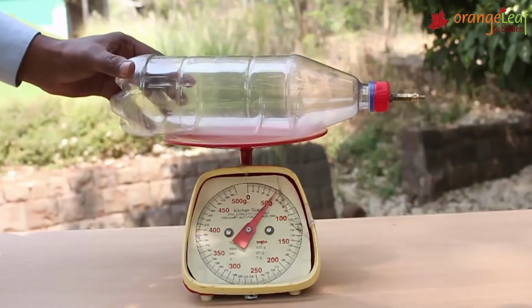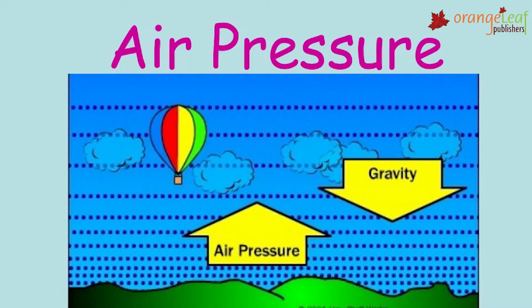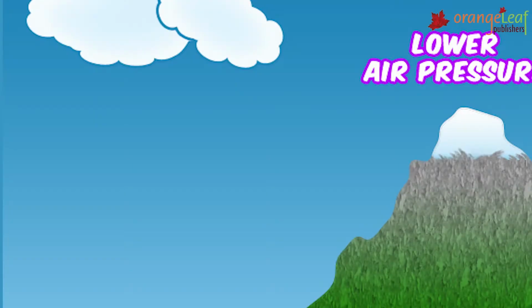Air has weight. Air has weight because of gravity. Gravity pulls anything that has mass, and air has mass. That's why it pulls it towards itself. But the overall weight of air is so small that we cannot feel it or measure it with our natural senses. Air has pressure. Air pressure is different at different places.